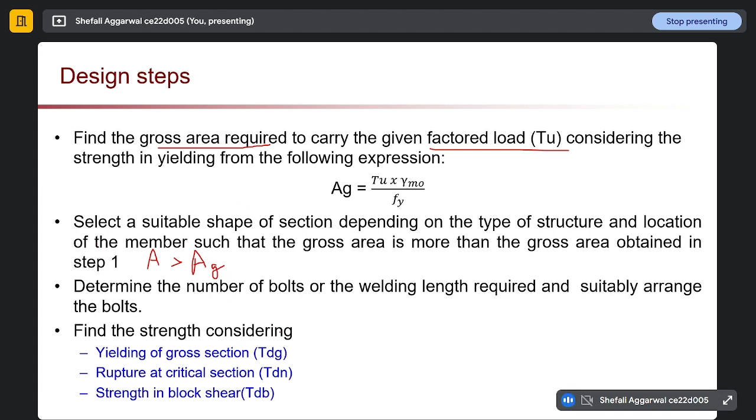From that, we will determine the number of bolts or the welding length required and will suitably arrange the holes. Okay.